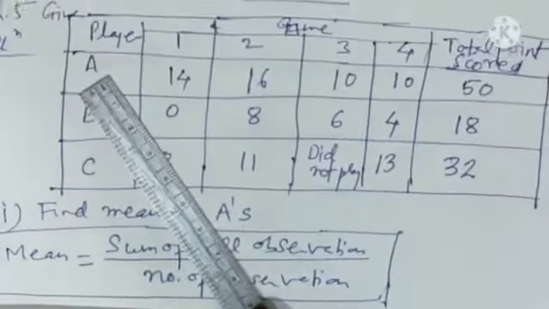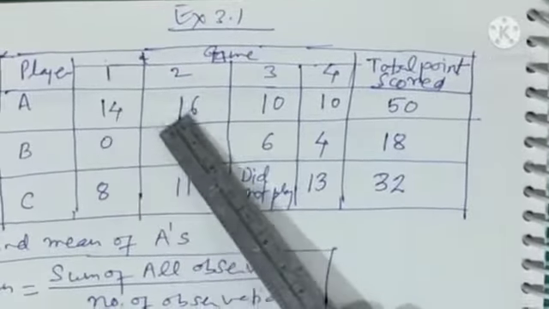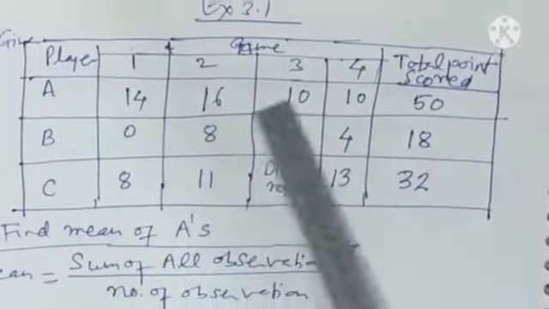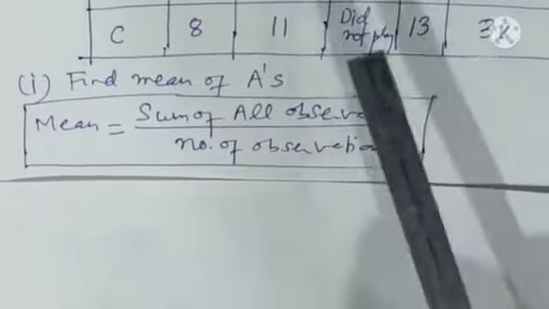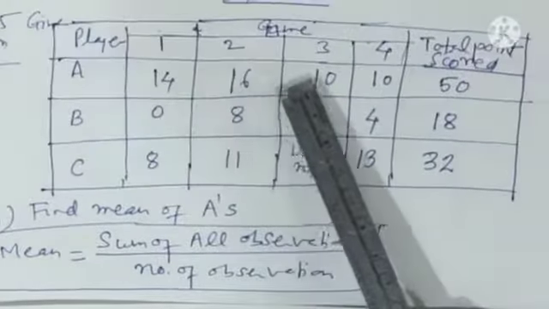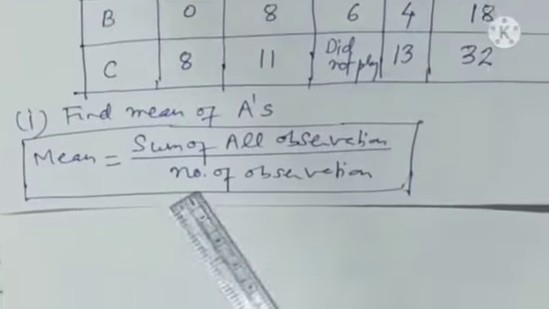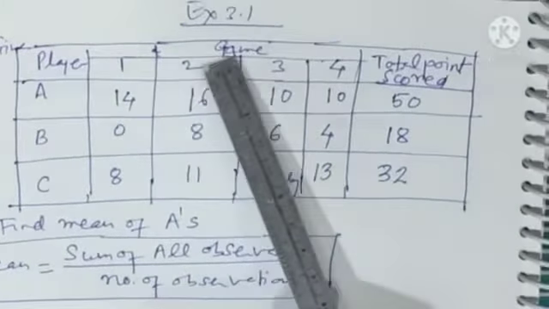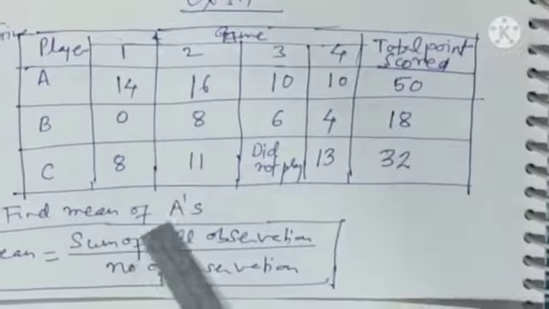Suppose we are taking player A. The observations are 14, 16, 10, 10. The score points are the observations. So here we do the sum of all observations: 14 plus 16 plus 10 plus 10 is equal to 50. And in the denominator, the number of observations. The number of observations means how many games he played. That is the basic difference.